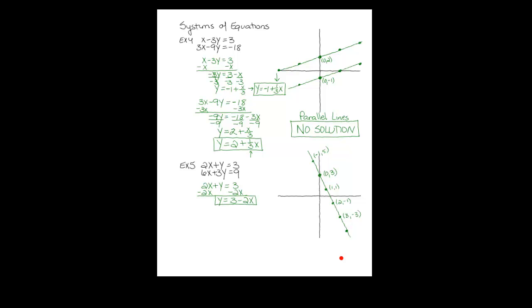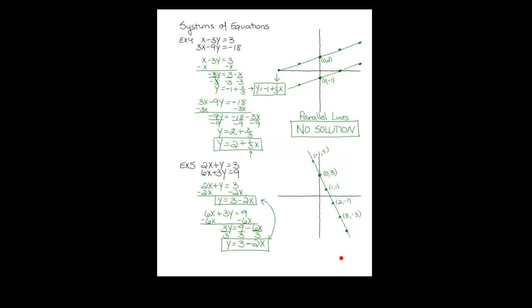The second line, we're going to do the same thing. Here we have 6x plus 3y equals 9. Subtract 6x from both sides. We have 3y equals 9 minus 6x. Divide by 3. Divide each term on the right-hand side by 3. So we have y equals 9 divided by 3 is 3, minus 6 divided by 3 is 2x. Now something that you notice here, these are the same lines.